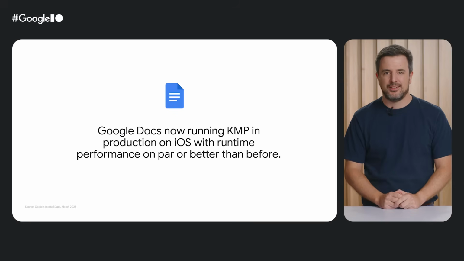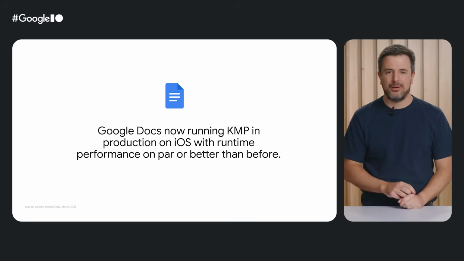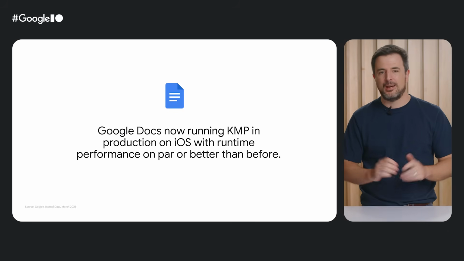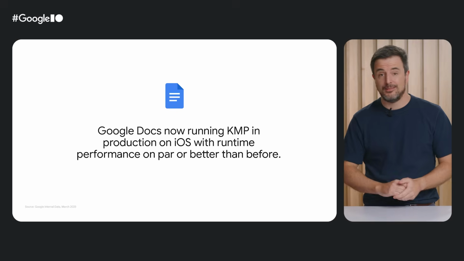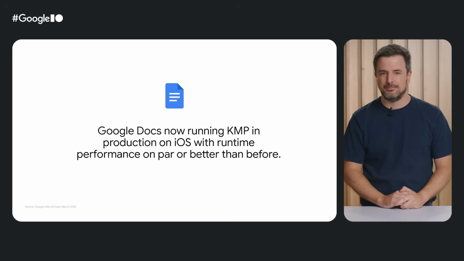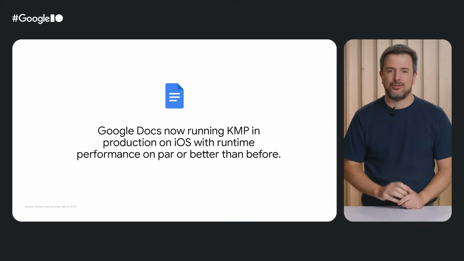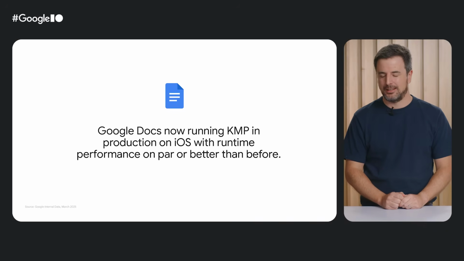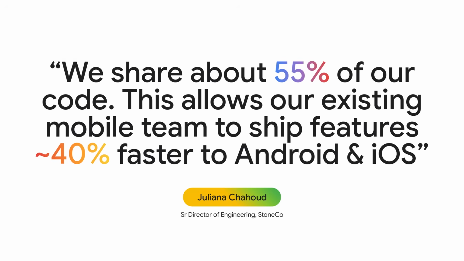The Workspace apps started experimenting with KMP last year, and now Google Docs is running KMP in production on both iOS and web. The runtime performance is on par, and in some cases, it's even better than the non-KMP version. Next, they intend to expand KMP to other Workspace applications. And StoneCo, a leading provider of financial technology solutions in Brazil, told us they are currently sharing approximately 55% of their code, and they're moving 40% faster, thanks to KMP.